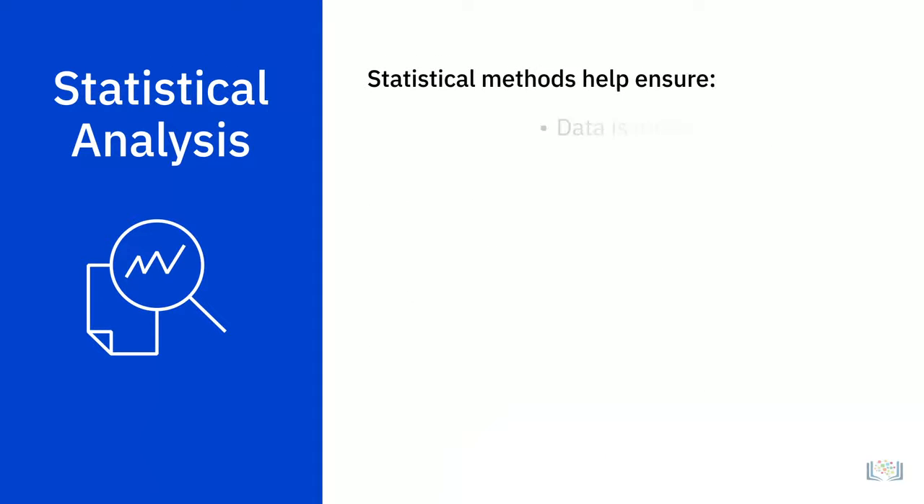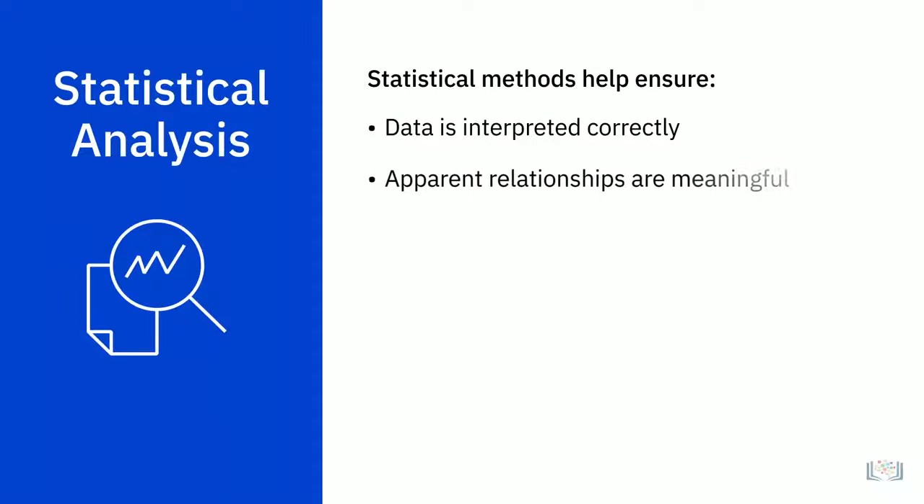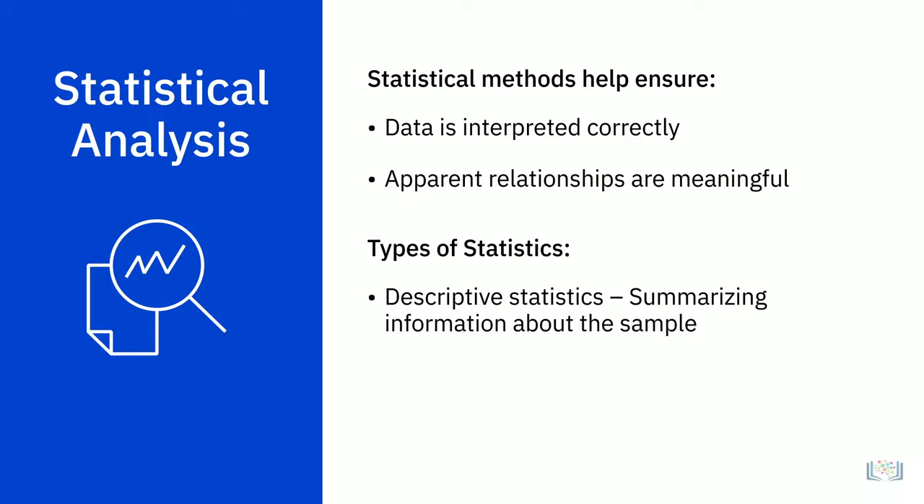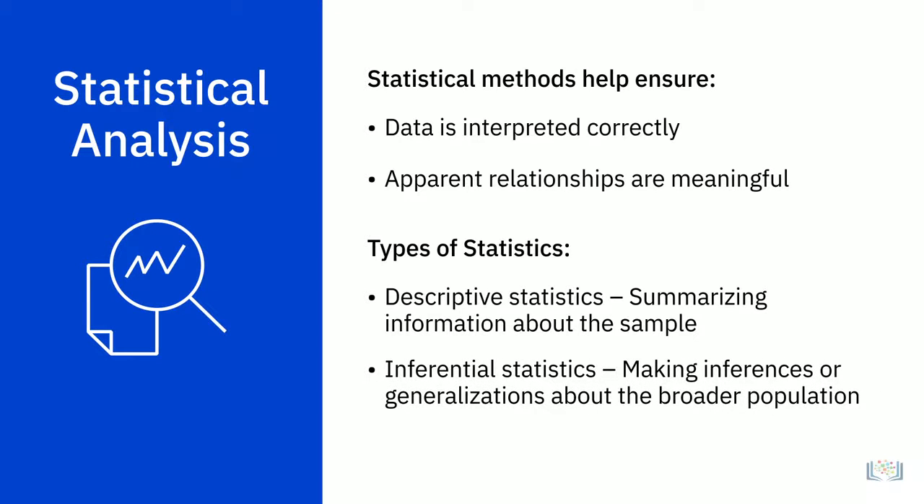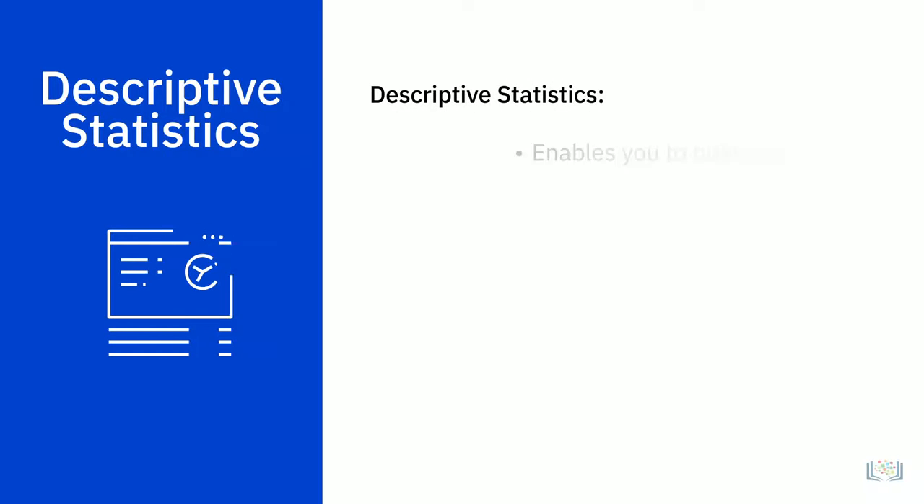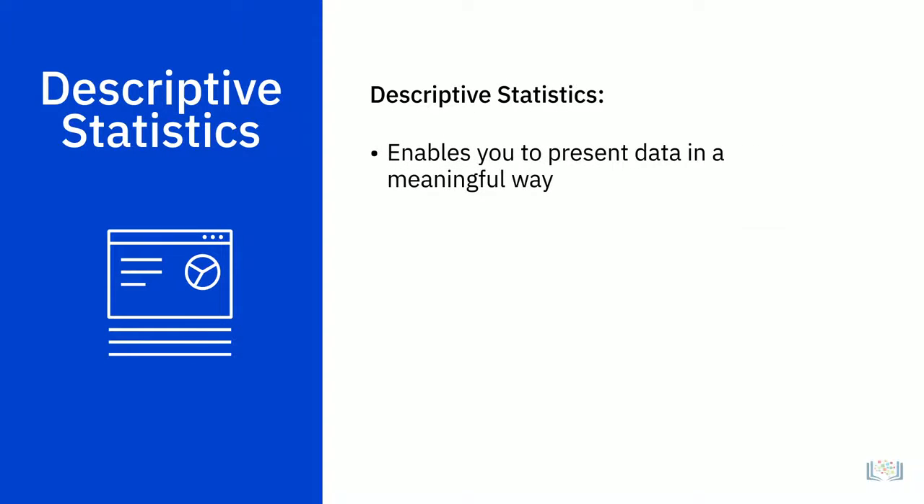Statistical methods are mainly useful to ensure that data is interpreted correctly and apparent relationships are meaningful and not just happening by chance. Whenever we collect data from a sample, there are two different types of statistics we can run: descriptive statistics to summarize information about the sample, and inferential statistics to make inferences or generalizations about the broader population.